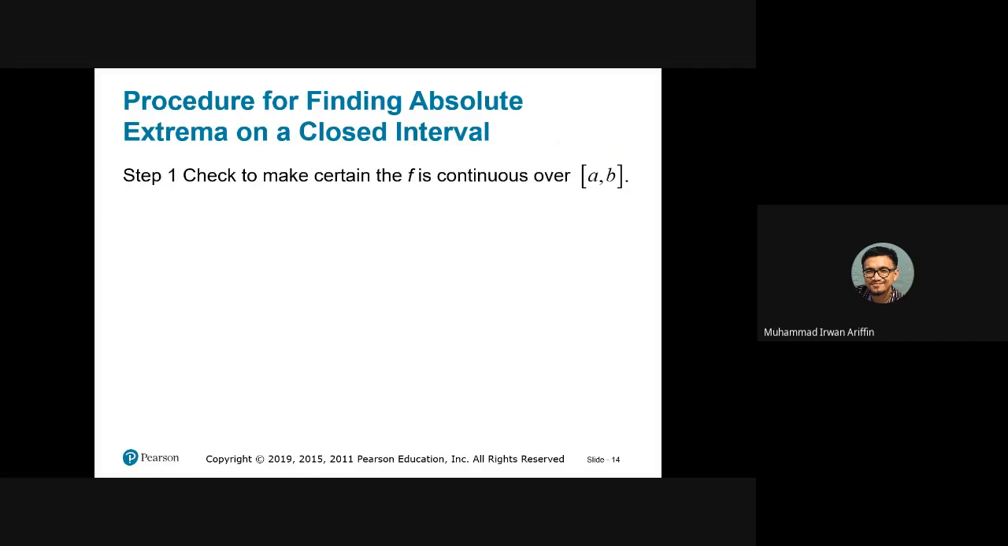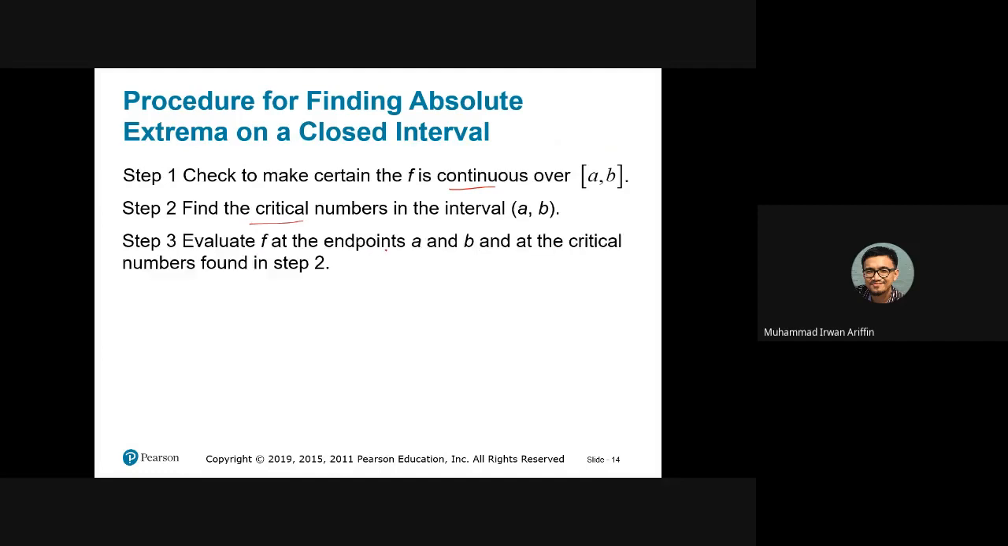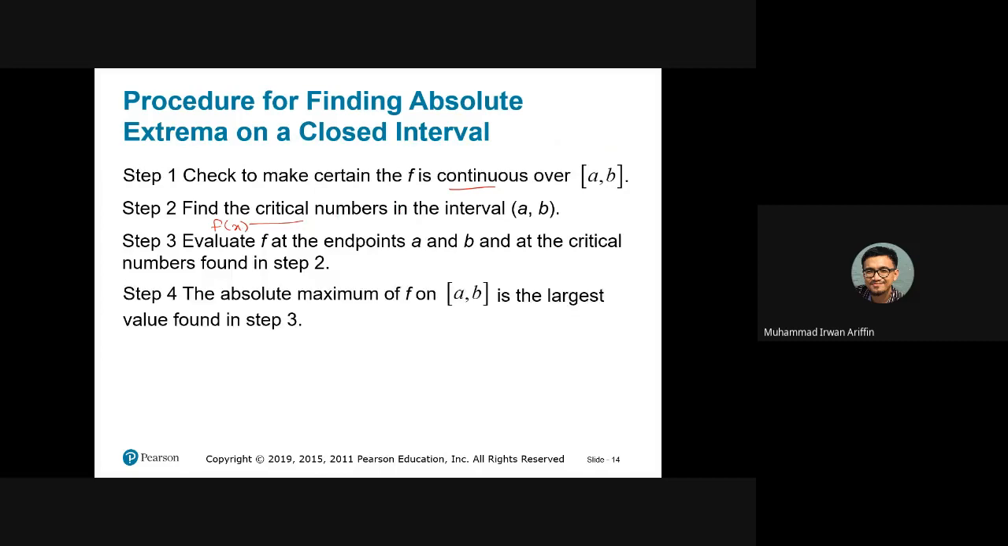So this is the procedure to find absolute extrema on a closed interval. Step number one, we have to make sure it is continuous. Step number two, we have to find the critical numbers. Step number three, we evaluate f of x, the function itself. We simply replace the x's with the critical numbers that we found in step 2, as well as the endpoints a and b. And then we simply compare.